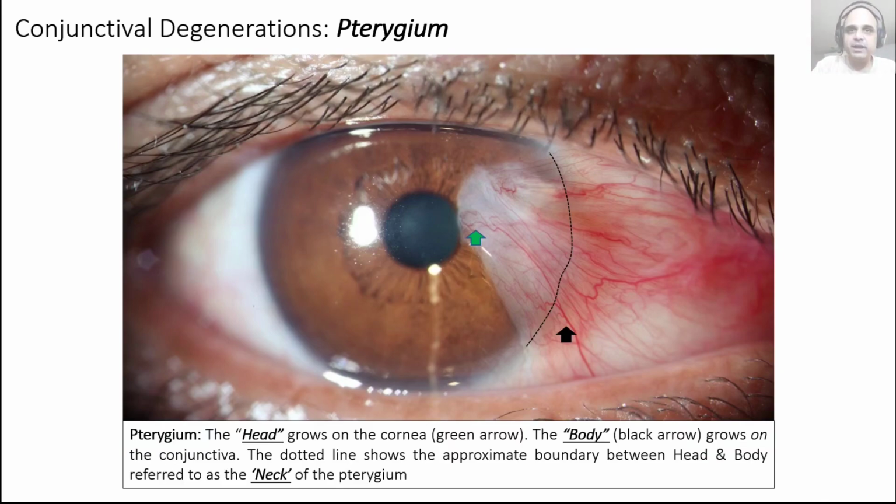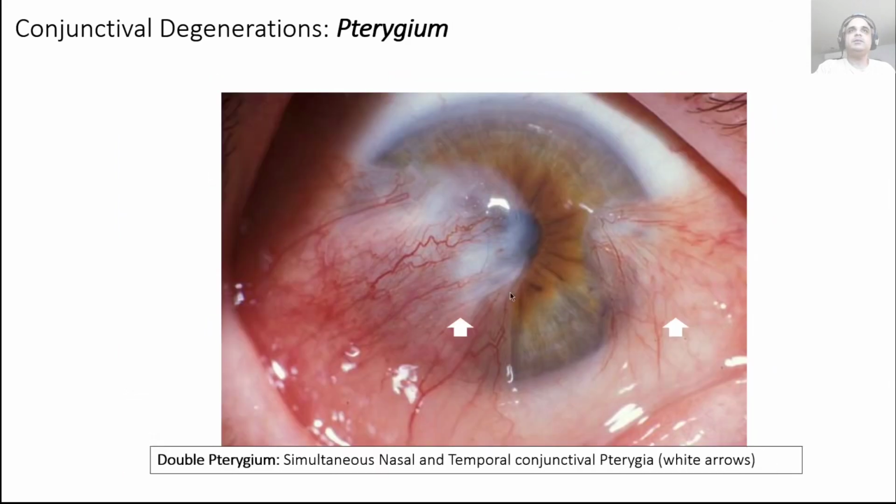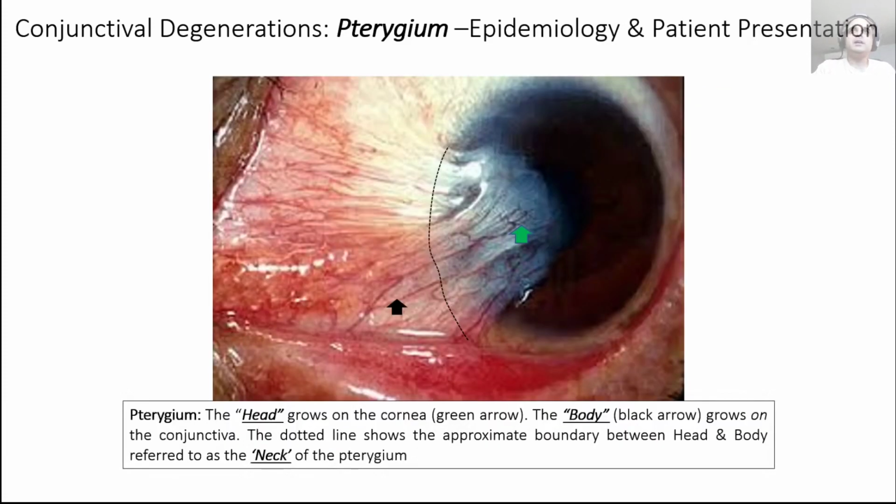If you've forgotten what keratometry was, you can go back to the discussion on refractive errors again, because we talk about corneal curvatures there. And this is the entire pterygium, the outline of the entire pterygium in a black solid line. Again, another pterygium. Green is the head, the dotted line is the neck, and the black is the body. This is a double pterygium shown by white arrows, and as you can see, this one is covering the visual axis, so the vision is definitely going to be affected.